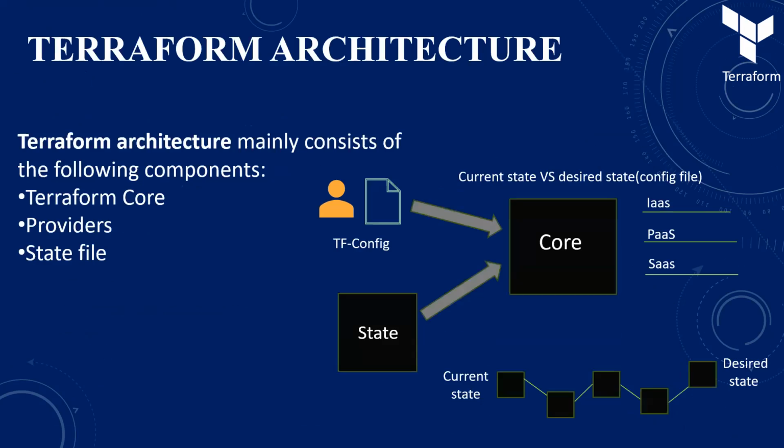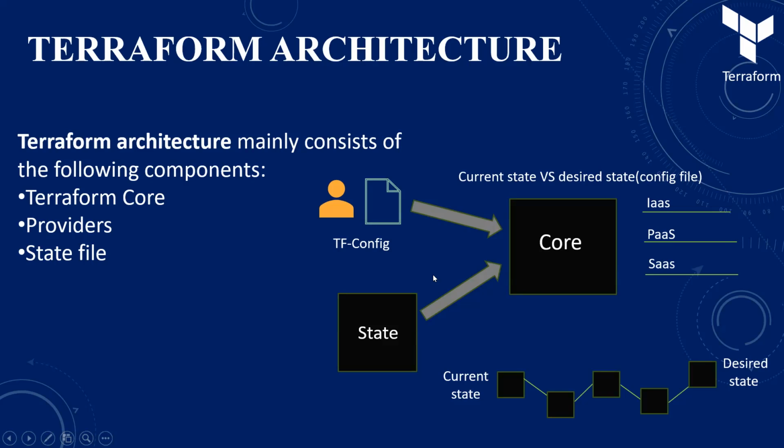Next, we will learn about Terraform architecture. Terraform architecture mainly consists of the following: Terraform core, providers, and the state file. The Terraform core is also known as Terraform CLI. It's built on a statically compiled binary that's developed using the Go programming language. This binary is what generates the command line tool known as Terraform, which serves as the primary interface for the Terraform user.